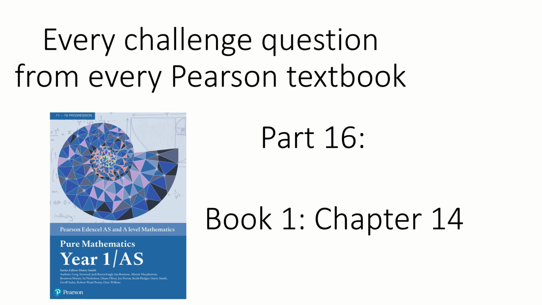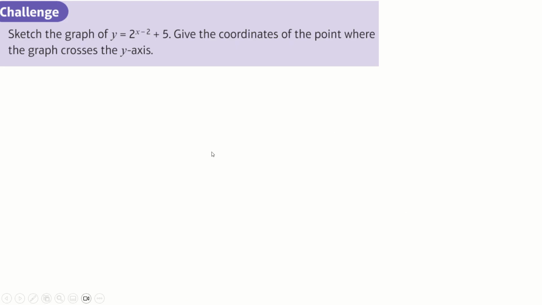Doing every challenge question, this is the logs and exponentials chapter. So this graph here is just the graph y equals 2^x transformed a bit. To get the minus 2, you just do f of x minus 2 in brackets, and to get the plus 5, you just add 5 afterwards. This is a shift 2 to the right and 5 up.